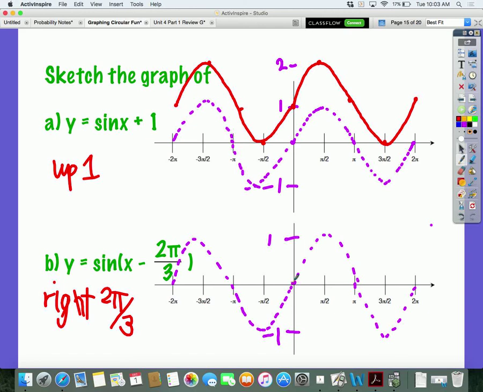So I'm no longer at 0, 0. I'm now at what? 2 pi over 3, 0. So this point is now here. The point that was at pi over 2, 1. Where is it now going to be?